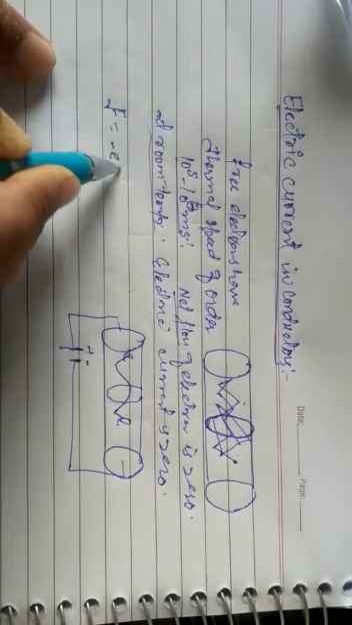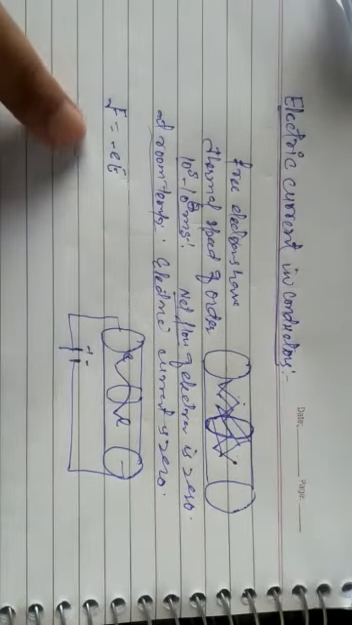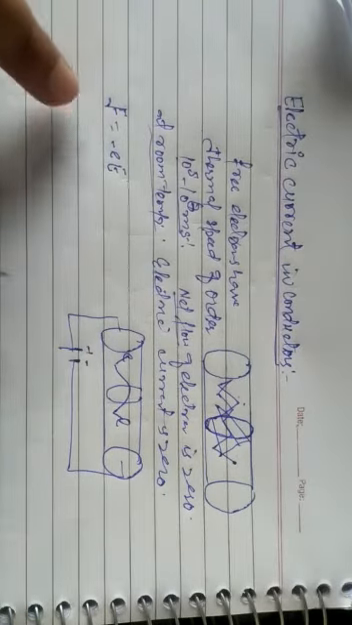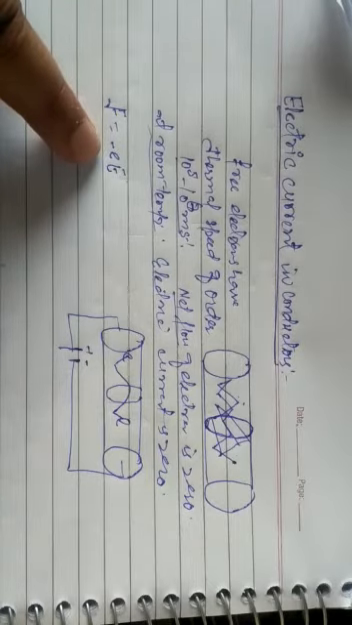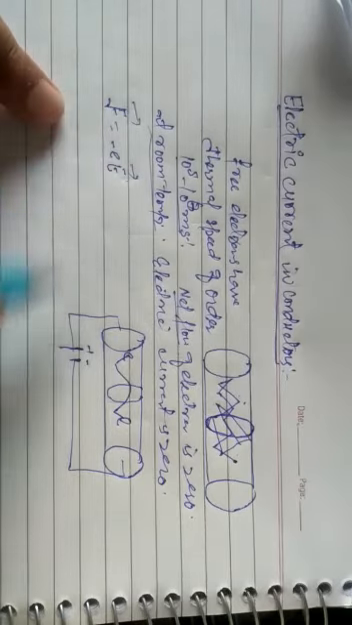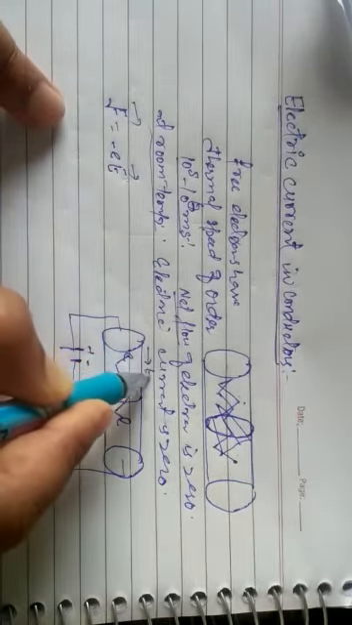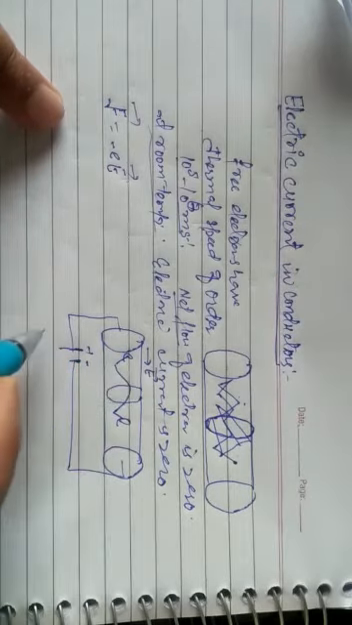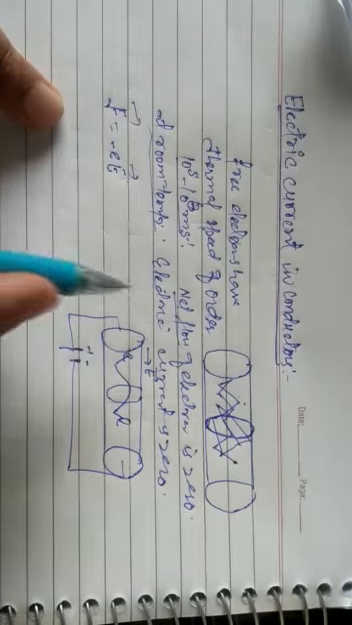Minus times E into E. From the definition of electric field, as we know, electric field is equal to force by charge. Now the force is equal to charge into electric field, which we have applied. The electric field direction is from positive to negative. This is the direction of electric field, but the electrons are moving opposite to it. So free electrons in the solid conductor are accelerated.